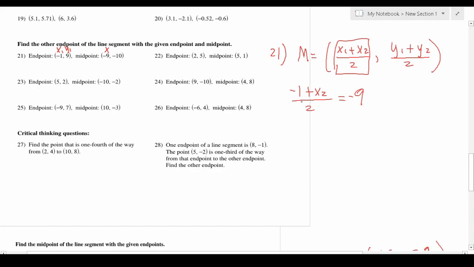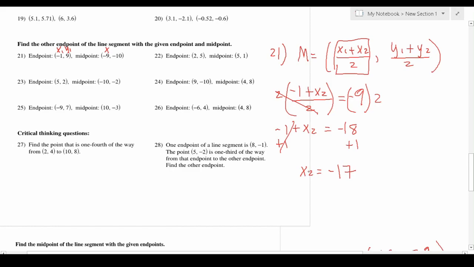And how can we do that? First, we're going to clear 2 from the denominator by multiplying both sides by 2. That will cancel these out. That will leave us with -1 plus x2 equals -9 times 2, which is -18. Let's add 1 to both sides. This crosses out, leaves us with x2 equals -18 plus 1, which is -17.